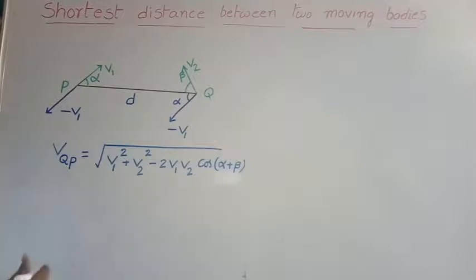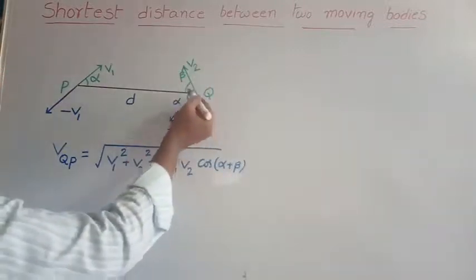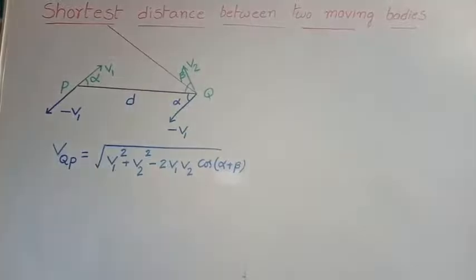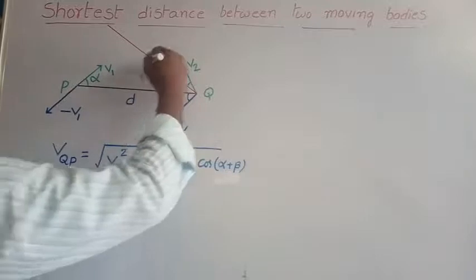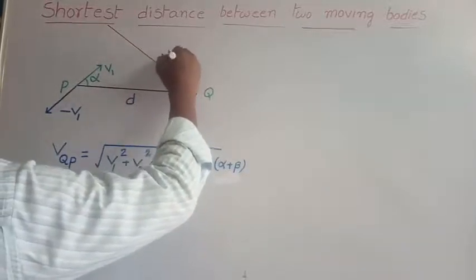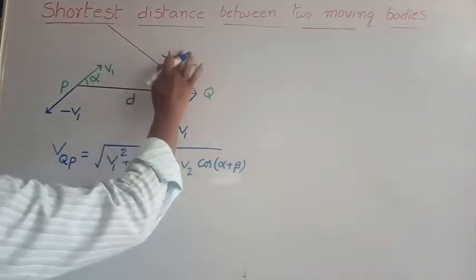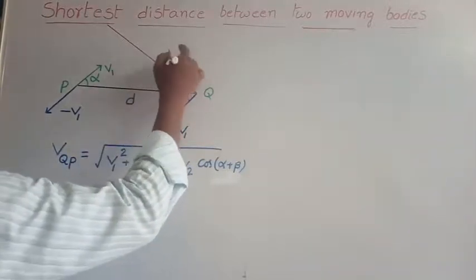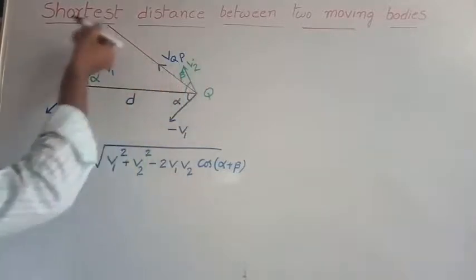So this resultant velocity lies between V1 and V2. I am assuming the resultant velocity lies between them and acts in one direction. I am taking this as the direction of the resultant velocity VQP, the velocity of Q with respect to P. Along this line particle Q is moving. The velocity of P with respect to Q and the velocity of Q with respect to P are both equal in magnitude. So this is the VQP direction. Along this line the particle is moving.